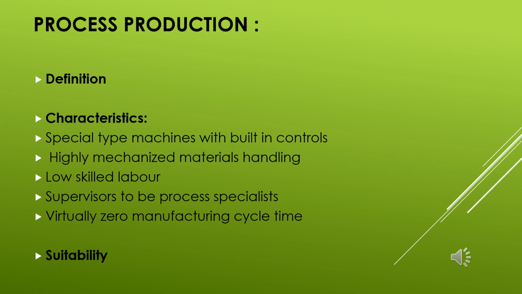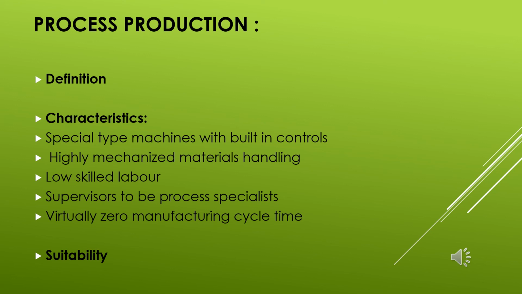The manufacturing cycle of process production is virtually zero. The whole plant acts as one large machine wherein the raw materials enter at one end and emerge as finished products at the other end. The labor required is very low skilled, but in this case the supervisor in process production should be highly qualified and is expected to possess considerable knowledge of the processes involved.